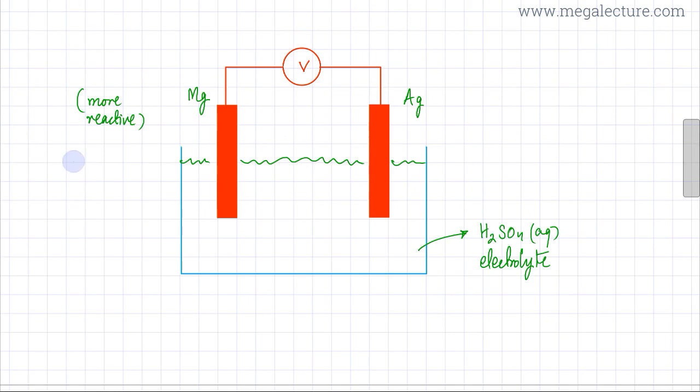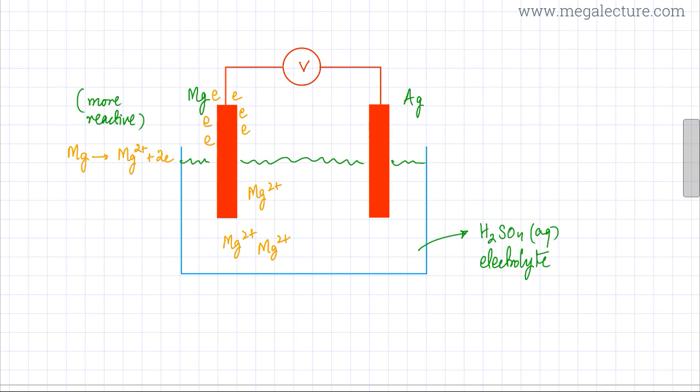So the reaction that would be happening at the left-hand electrode would be that magnesium would be losing electrons to form Mg2+, and it would be producing 2 electrons. So over here in the solution, the amount of Mg2+ ions would gradually increase because a lot of magnesium would be converted to Mg2+, and a lot of electrons would be lost. These electrons would accumulate at this electrode. Mg, because it's more reactive, would quickly convert into Mg2+ and lose a lot of electrons.